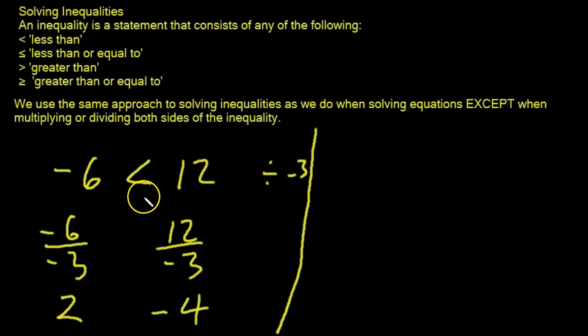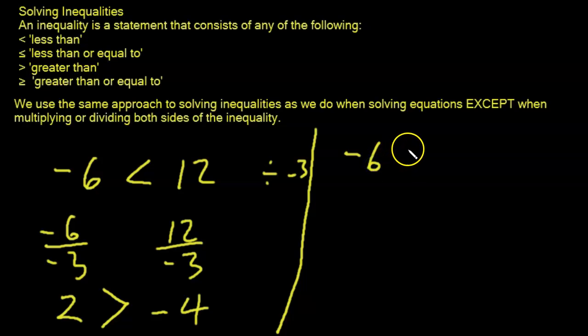Now, do we still keep this less than symbol there? No. Is 2 less than negative 4? Absolutely not. And as a result, for this statement to make sense, we have to change direction of the symbol there. On the other hand, 2 actually is greater than minus 4. So that would make sense.